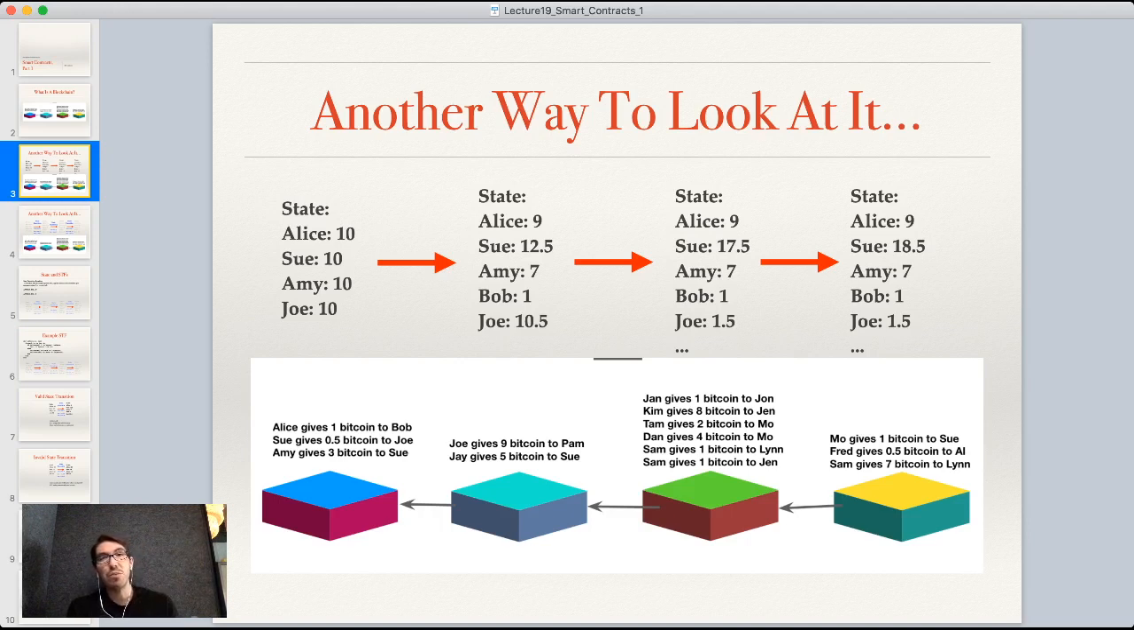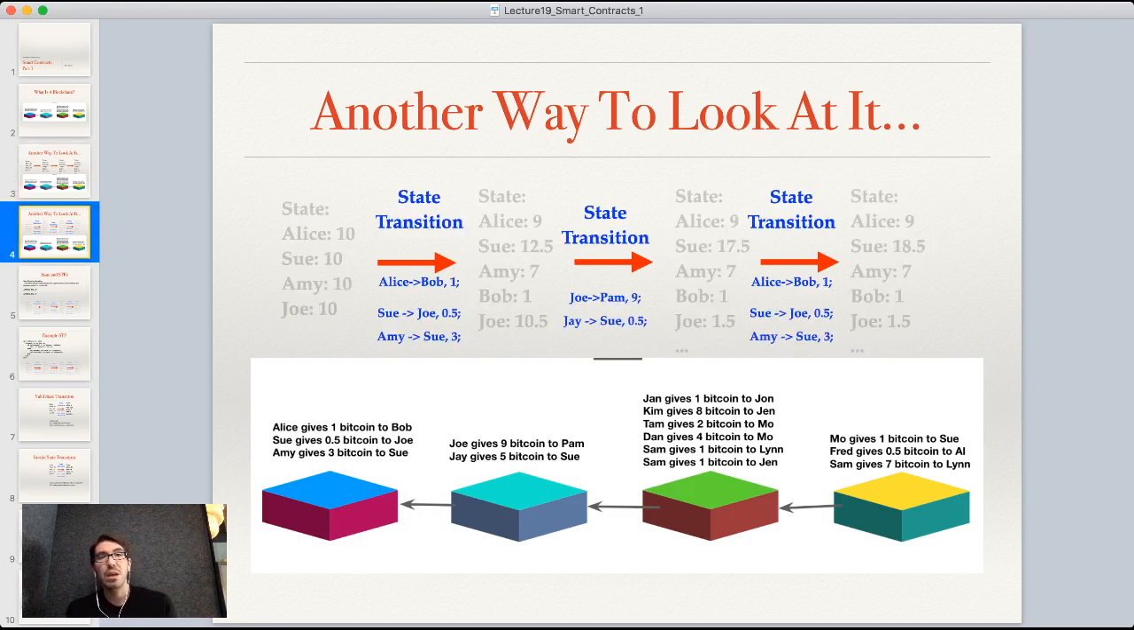And each block is a way of changing this state. The only way that the state of the system will be changed is through a valid block. So we call this change a state transition. We can think of each block as a way of changing the state, or causing a state transition. If we look at the transactions included in each of these blocks, we can see Alice gives Bob 1 Bitcoin, and that's part of the state transition.